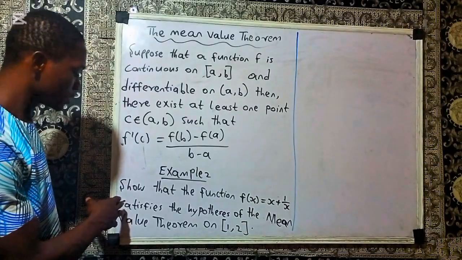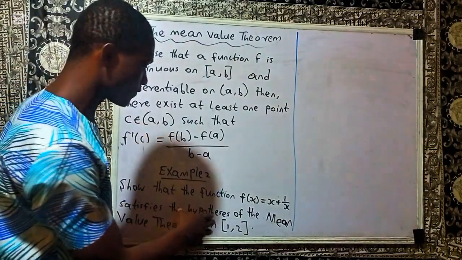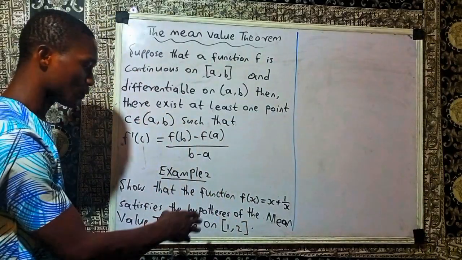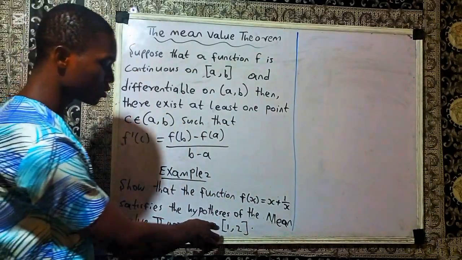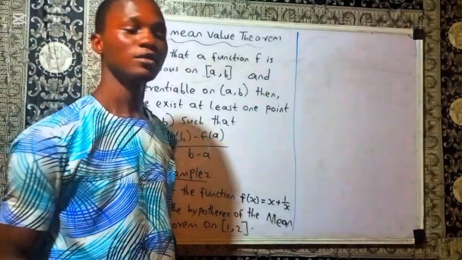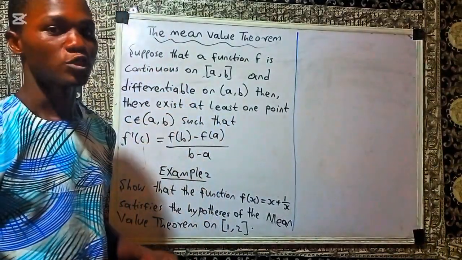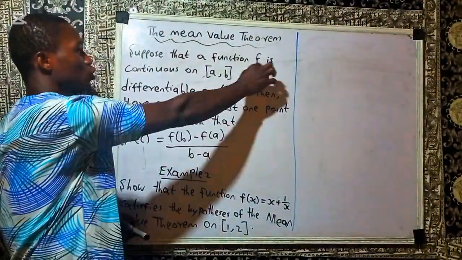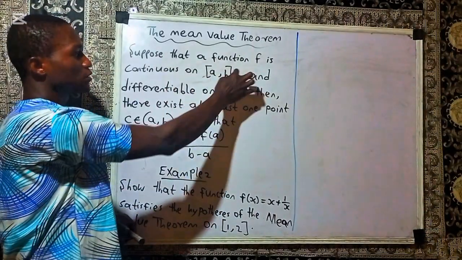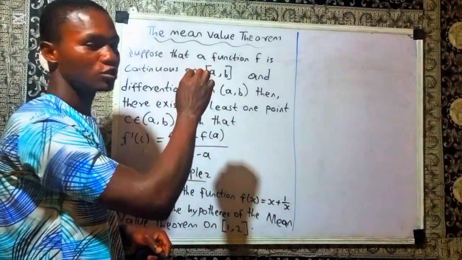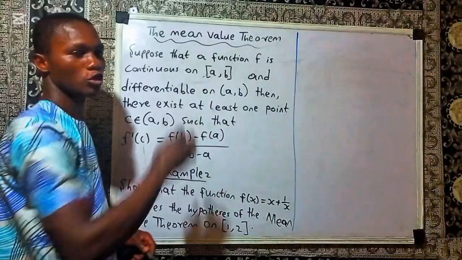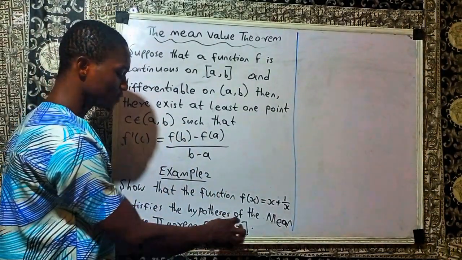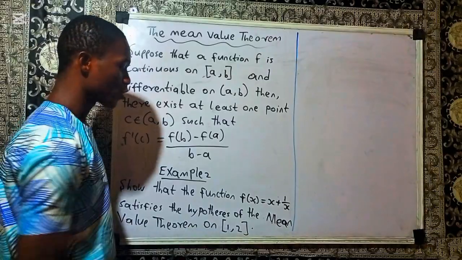What we have, they say show that the function f of x, which equals x plus 1 over x, satisfies the hypothesis of the mean value theorem on this closed and bounded interval 1, 2. So what we have to check is whether the function is continuous on the closed and bounded interval. According to the mean value theorem, the function must be what? Continuous on the closed and bounded interval. So what is the closed and bounded interval we have? That's this closed and bounded interval 1, 2.